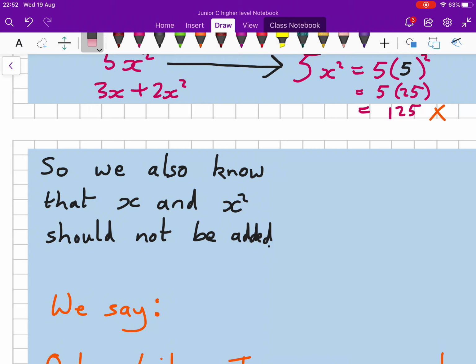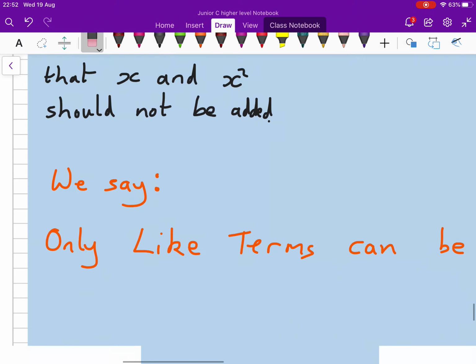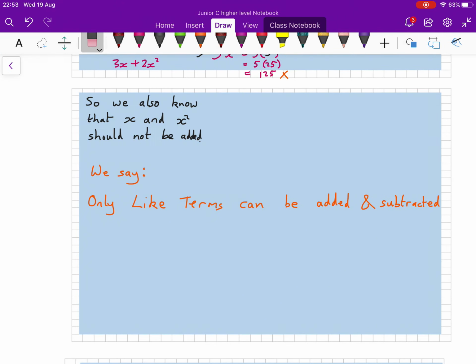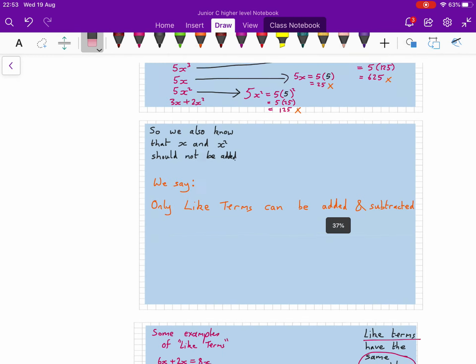So now we also know x and x squared should not be added. If the powers are different, we can't go adding them. We say only like terms can be added and subtracted. This here is our rule for adding and subtracting in algebra. We can only add or subtract like terms.